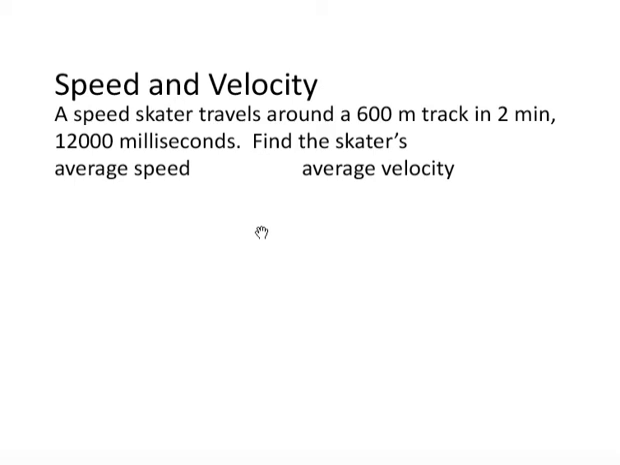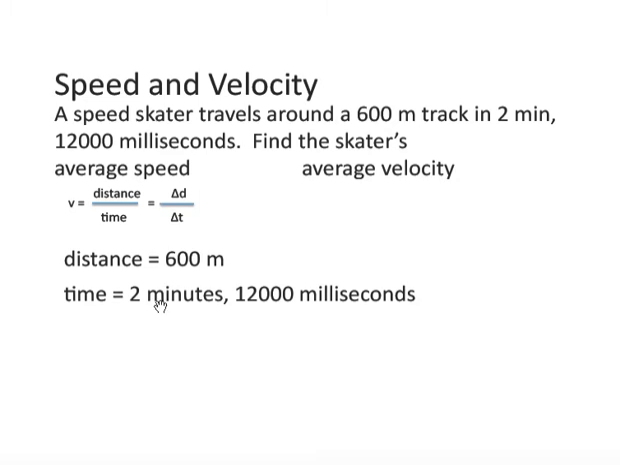Let's look at this example from your notes. A speed skater travels around a 600-meter track in 2 minutes and 12,000 milliseconds. Find the skater's average speed and average velocity. So we're going to use the formula speed equals distance over time, delta D over delta T. The distance being 600 meters. Time is a bit more complicated.